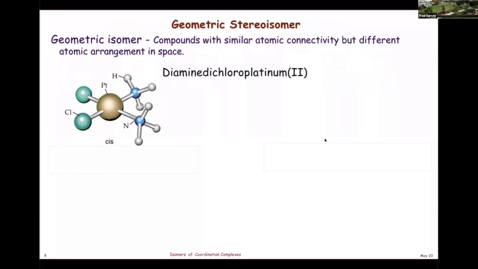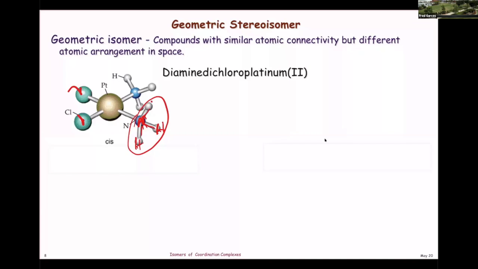Anyway, let's go back to isomers. This right here is geometric isomers. The difference between what we've talked about so far and these right here is that these connections are all very similar, except now in space they are different. So if you take a look at these right here, they both have chlorines and they both have ammonia, NH3.